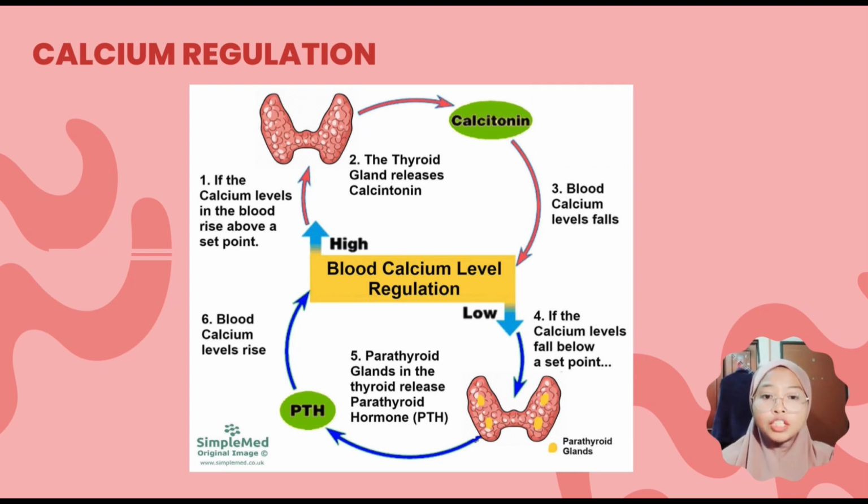Then, PTH also stimulates the kidneys to release calcitriol. Calcitriol stimulates increased absorption of calcium from foods, which increases blood calcium level. These steps will go in a cycle from step 1 until step 6.